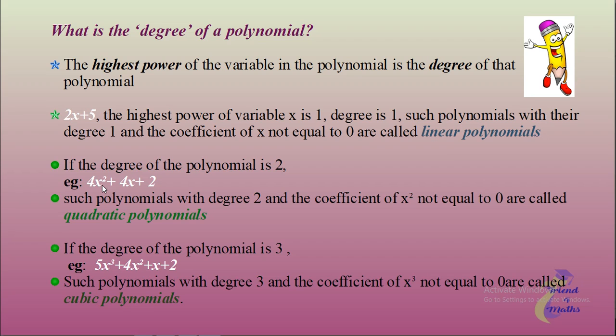Next is 4x square plus 4x plus 2. In this polynomial, the highest power of the variable x is 2. So, the degree of this polynomial will be 2. And such polynomials with degree 2 and the coefficient of x square not equal to 0 can be called quadratic polynomials.